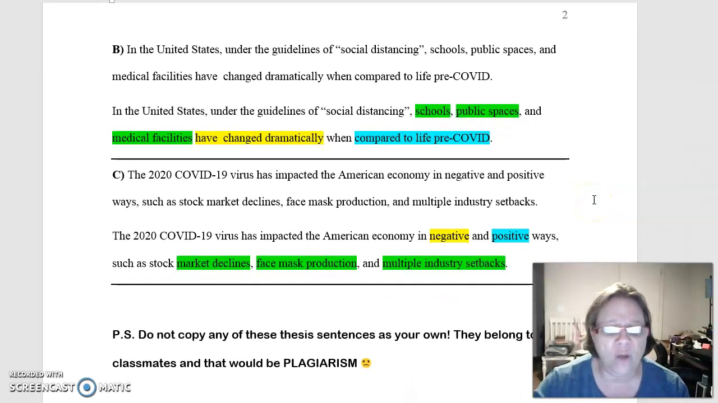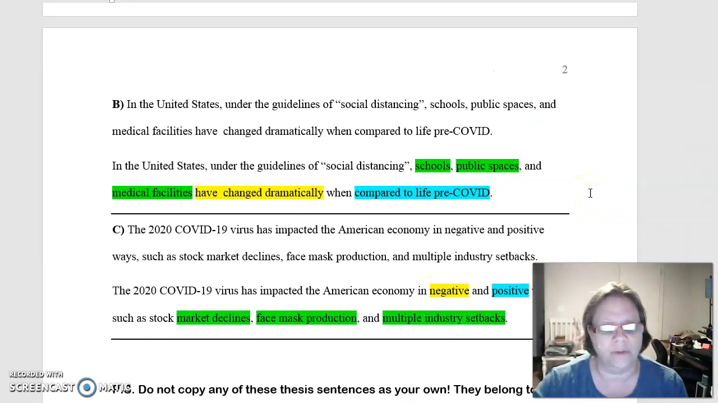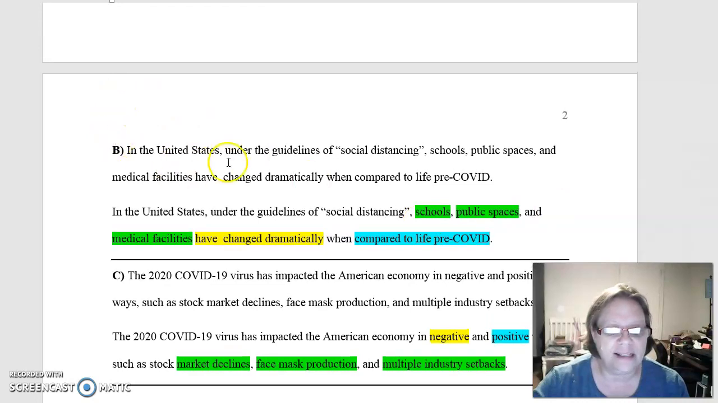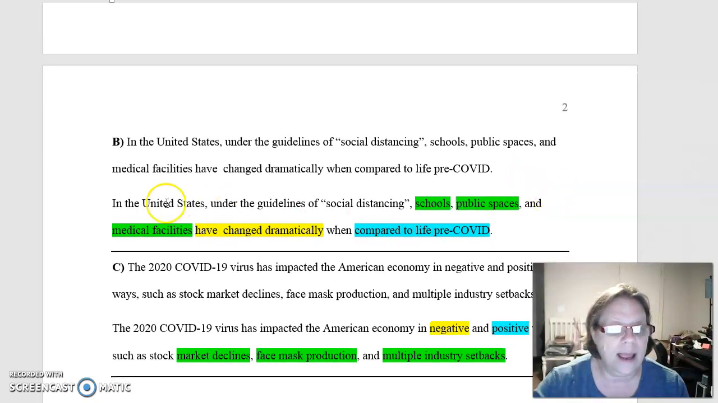Okay, let's look at a different one, or a couple different ones. In the United States, under the guidelines of social distancing, schools, public spaces, and medical facilities have changed dramatically when compared to life pre-COVID. Okay? So, in the United States, that's a where. Under the guidelines of social distancing, that's a what.